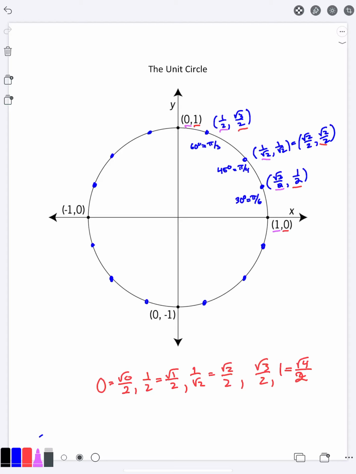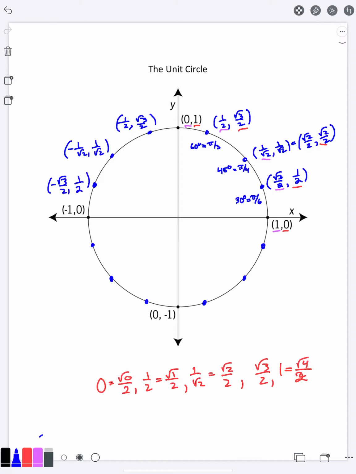Once you get the first quadrant down, the other ones are going to be the same values, but some of them negative. So for example, this is the same height, but it's to the left side, so it's going to be negative 1/2 and positive root 3 over 2. This would be negative 1 over root 2, positive 1 over root 2. And this will be negative root 3 over 2, positive 1/2.